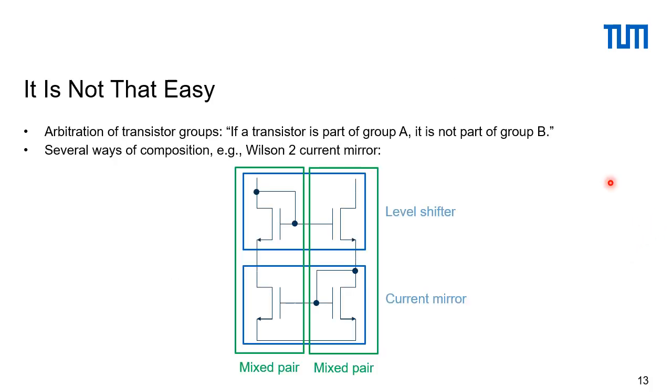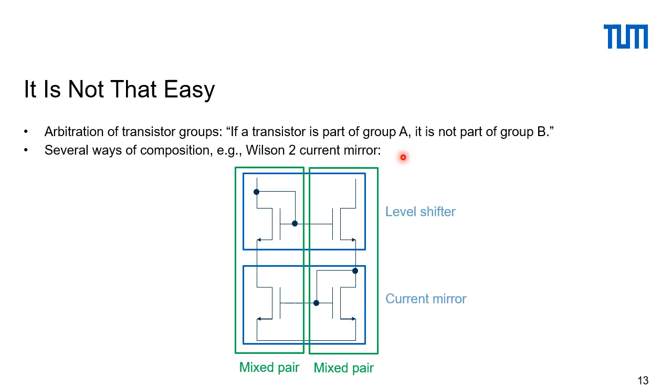Okay, I should add at this point, it's all not that easy with this structural analysis. So one thing that we have to do here is, if we find a transistor and other transistors, one transistor could be part of two different types of pairs. And it shouldn't be in two. We have to decide which one it is. And we need to set up some kind of arbitration rule, something like if a transistor is part of group type A, it cannot be part of group type B. So it is A in the end, the pair.